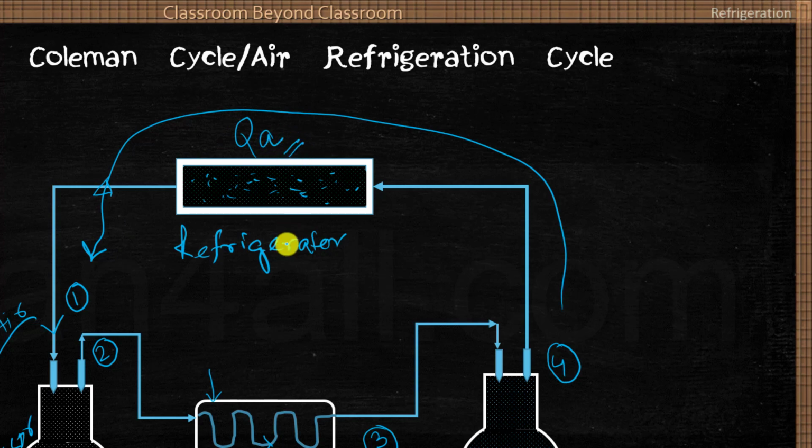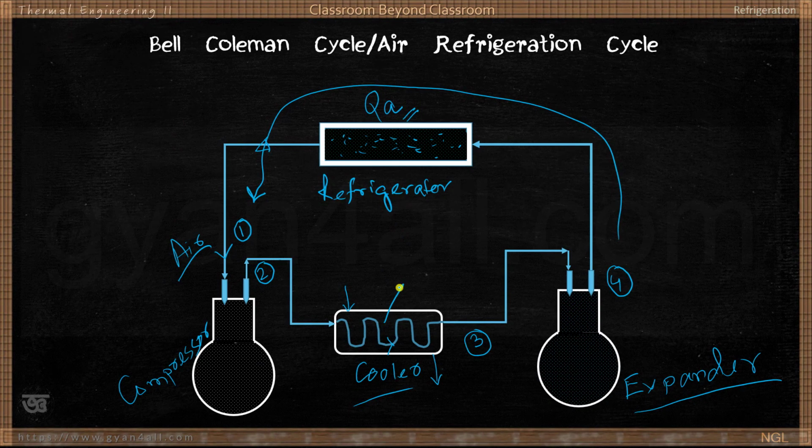And where is the heat rejected? In the cooler, heat is rejected from the system. And this is work done on the system because we have to run the compressor, that we will call WC, compressor work.